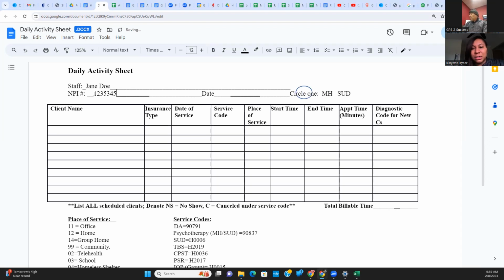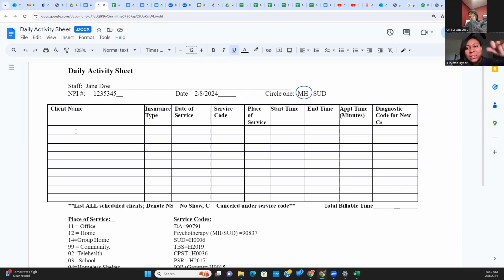If you see the roster, everybody's NPI numbers have been added to that. They will put the date, and the date will be the day that you actually start this activity sheet, because there are two ways in which we use the activity sheet. You would circle which discipline, whether it's mental health or SUD. We're always pretty much going to be doing mental health services. We don't do a lot of substance use disorder. And let's give an example that this daily activity sheet is for a group.